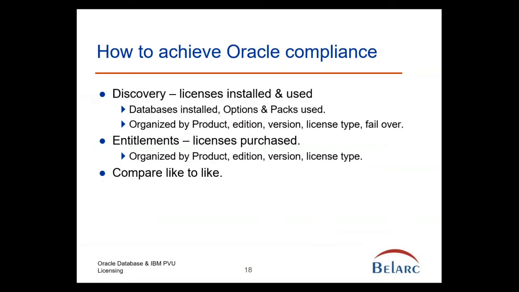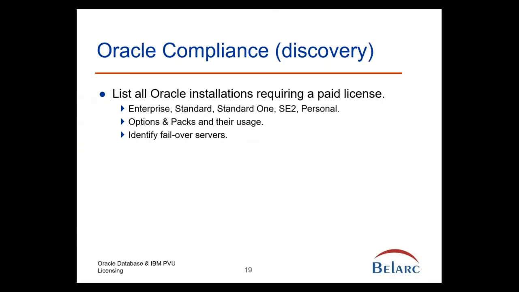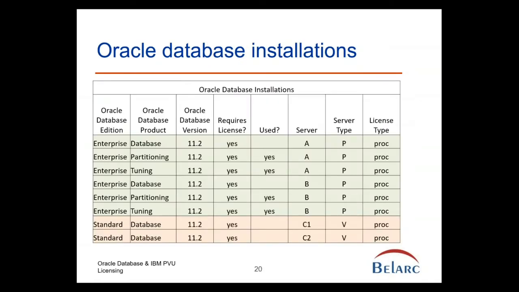And then you need to do something on the entitlement side, on the purchase side. You need to get all of your purchases that you've made and organize them in much the same way. Once you have those two things, you can put them together. So what you need to do is get all of those installations and list them out.